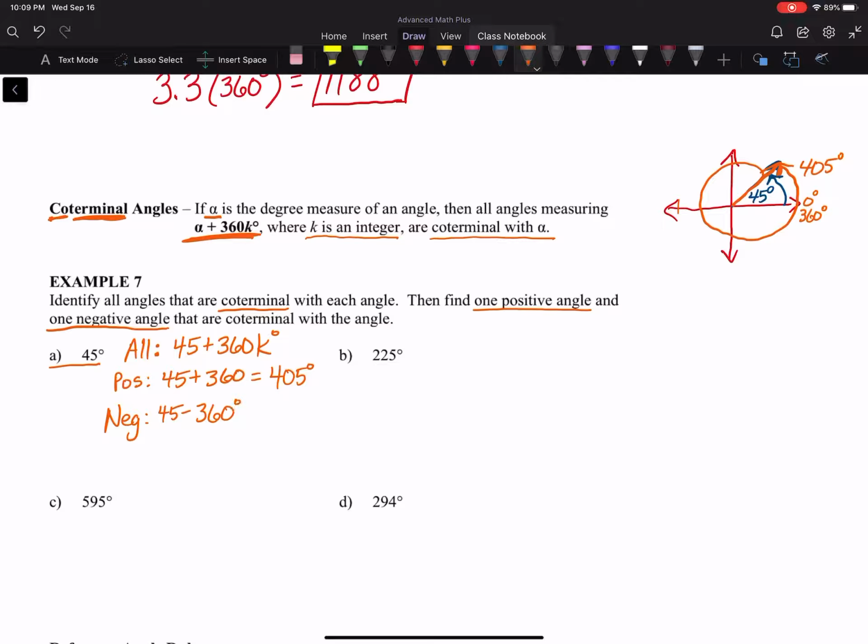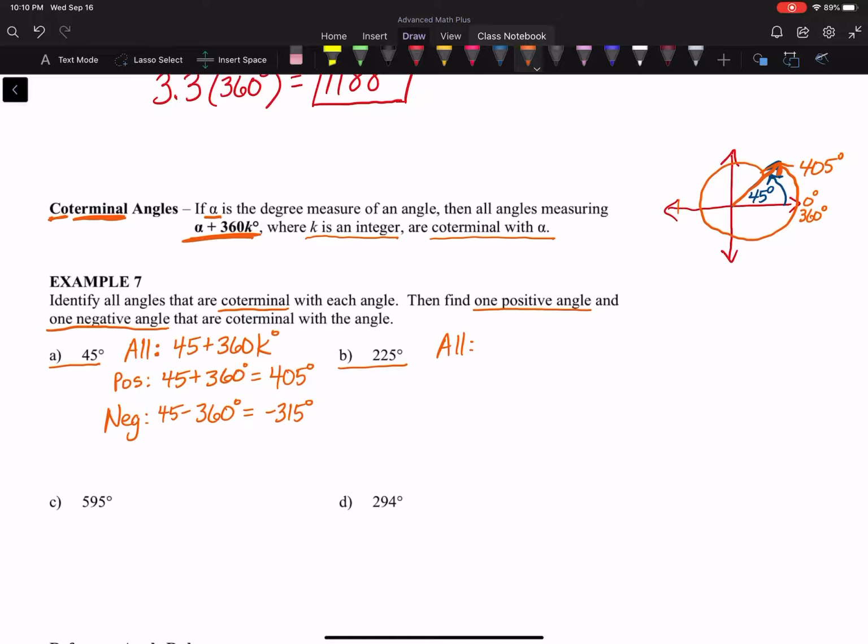And again, all you have to do is add or subtract 360 and you'll get a coterminal angle. If you subtract 360 from 45, you will get negative 315 degrees. So there's all of them, a positive coterminal angle, a negative coterminal angle.